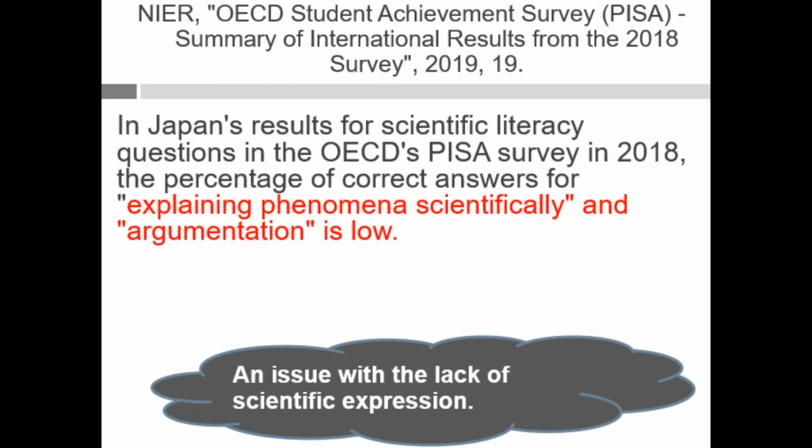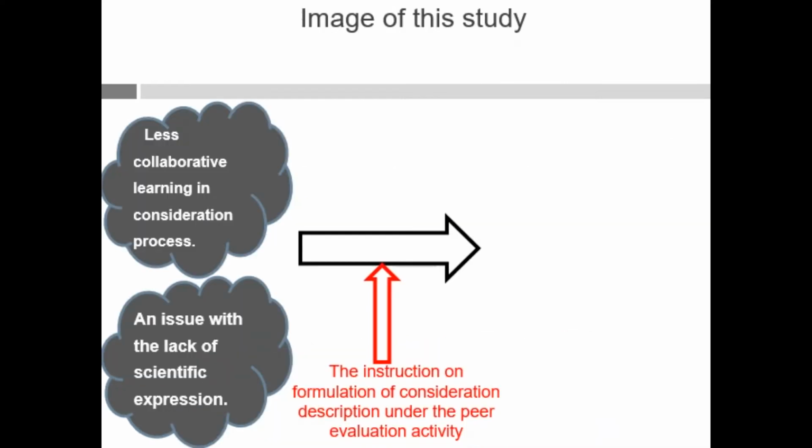Furthermore, as for the consideration description in science education, it has also been pointed out that there is an issue with the lack of scientific expression. NIER, 2019, shows that in Japan's results for scientific literacy questions in the OECD's PISA survey in 2018, the percentage of correct answers for explaining phenomena scientifically and argumentation is low. Therefore, as one of the efforts to solve these problems, we focused on learning instruction that incorporates the instruction on formulation of consideration description under the peer evaluation activity.